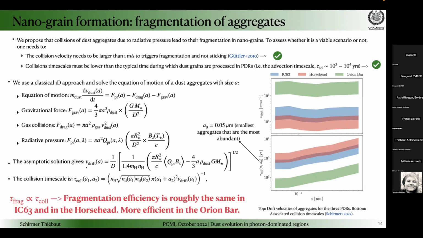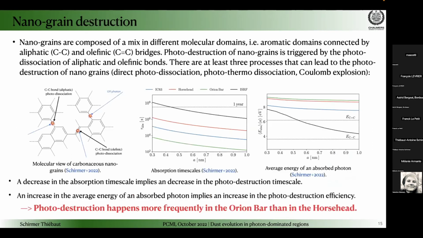And the other thing we can say here is that the collision fragmentation time scale is most likely proportional to the collision time scale. Based on that, if we look at this figure, you see that the collision time scale is almost the same for the Ørsted and the IC63, meaning that the nanograin formation efficiency must be roughly the same, but that in the Orion bar, it is at least 10 times lower than in the Ørsted, meaning that the nanograin formation efficiency must be larger in the Orion bar than in the Ørsted. But we're going to come back to that later.